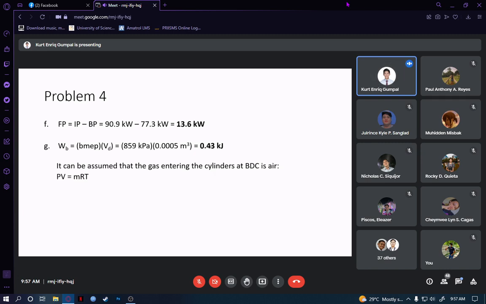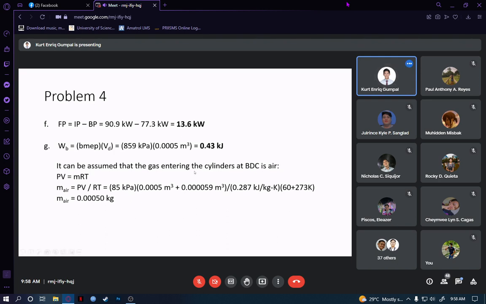Now, recall, since we're using air, we have to assume that it's an ideal gas, using the ideal gas law. We were provided earlier with your T, which is your temperature, and the pressure of your gas entering. So for you to be able to get your mass of air, you have to use PV over RT, or a derivation of your PV equals MRT. Your P is your pressure, which is 85 kilopascals. Your V is 0.00059.